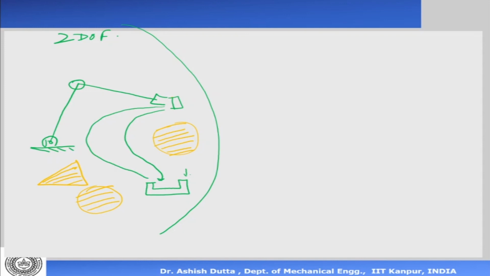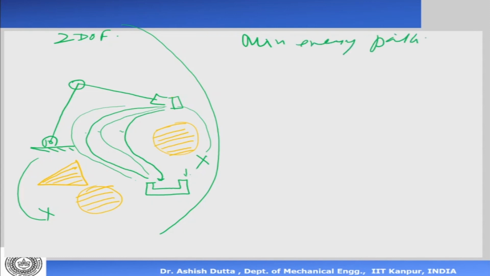Can you go this way? Probably no. Can you go this way? Probably no. But going this way, you can have many paths. If you have many paths going like this, which path will you take? You will take the minimum energy path. So how do you find the minimum energy path? That is essentially by finding the determinant of the Jacobian again.